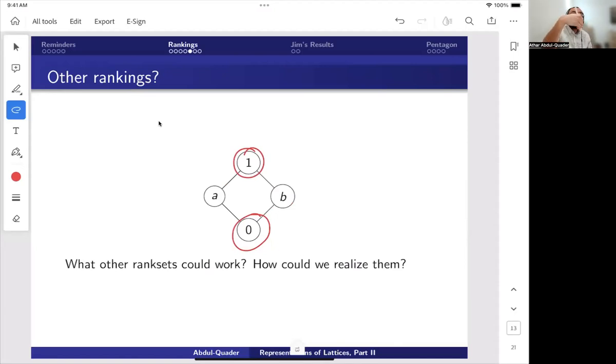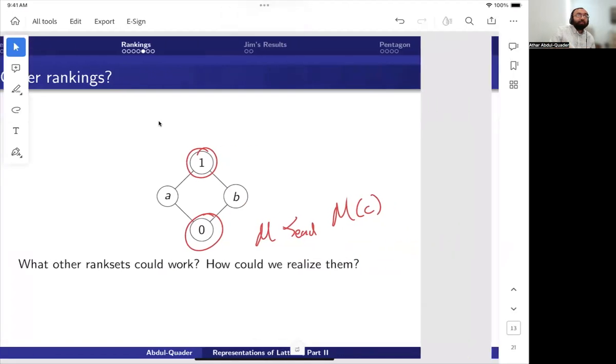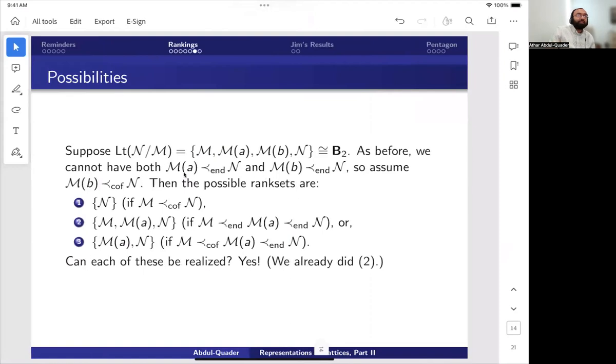This cannot be a rank set because of the argument I gave, and I'm going to mention it again: M of A and M of B can't both be cofinal if the ground model is an initial segment. Because this is saying M is going to be an end extension of M of C, but M of A and M of B are both going to be cofinal. And that can't happen because of Blass's theorem, or the Blass property. So what other rank sets could work? Well, I'll tell you all of them.